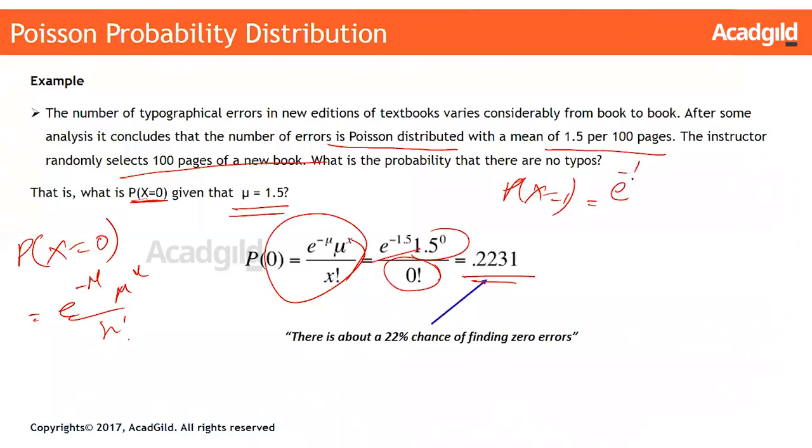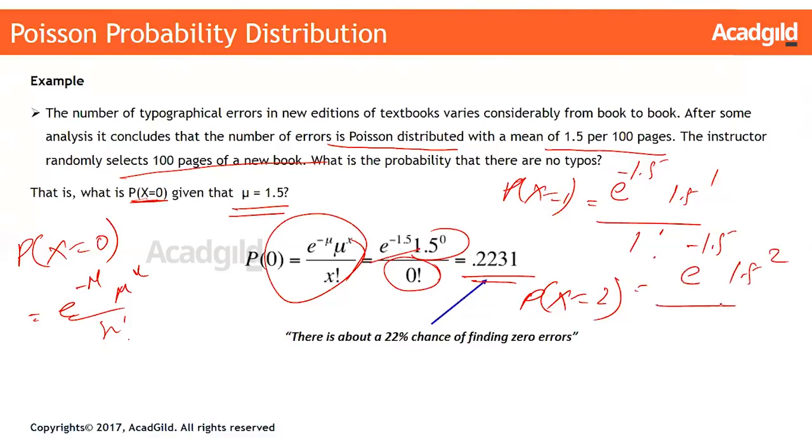e raised to minus mu, e raised to 1.5 times 1.5 raised to 1 divided by factorial 1. What is the probability that I'll get 2 errors on those 100 pages? e raised to minus 1.5, 1.5 squared by factorial 2. What is the probability that I'll get 2 errors not on 100 but on 200 pages?